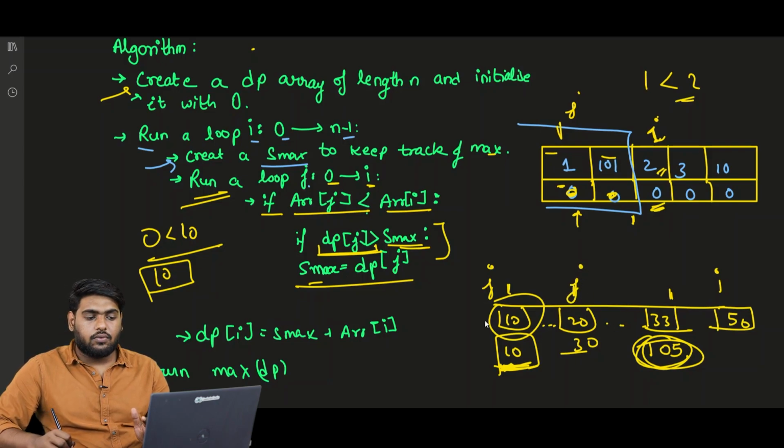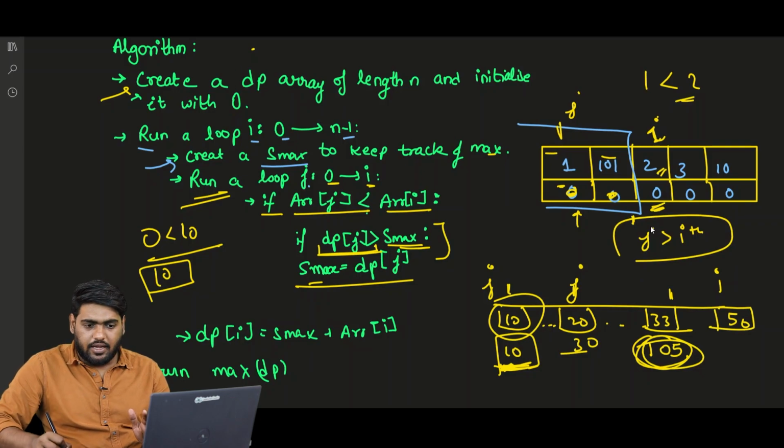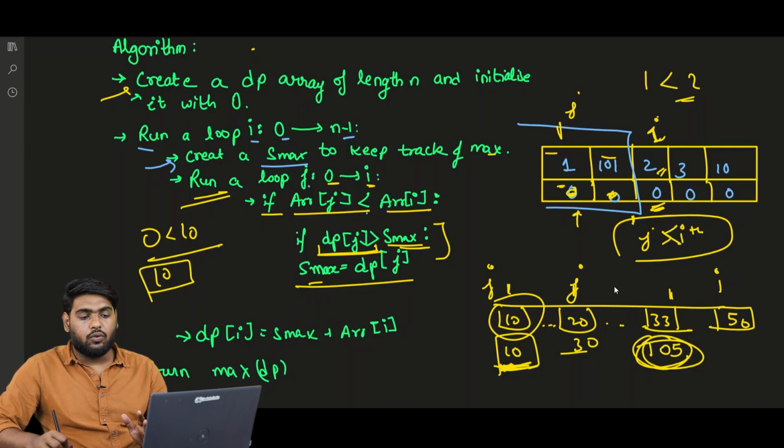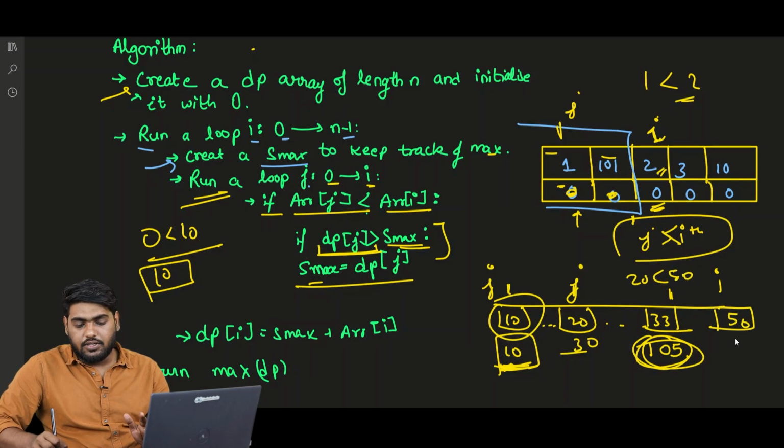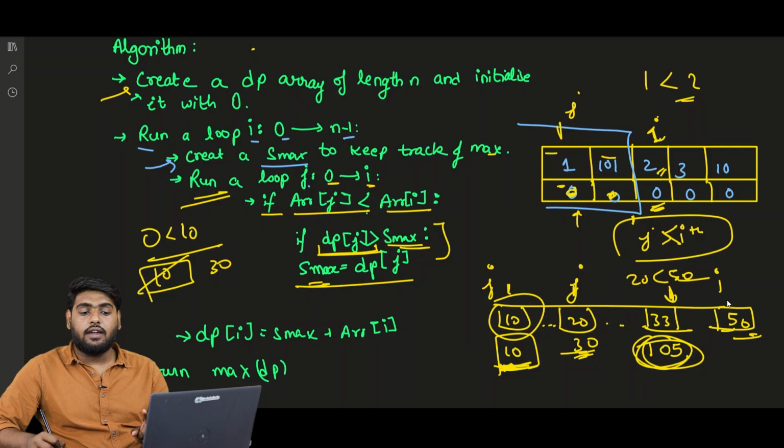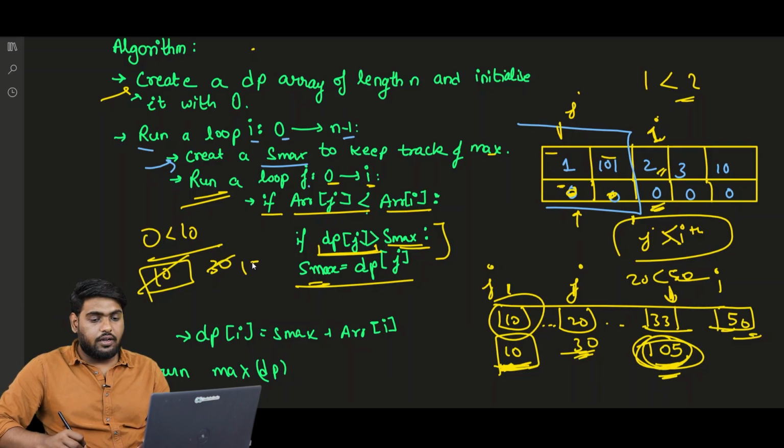When my j increases, the situation is I am again going to compare if my j is less than my ith. 20 is less than 50 as per this example, that means it's true. What will I do now? I will update the s max if it is bigger. 30 is bigger than 10, so this will be updated as 30, correct? Similar goes for 33. Is 33 smaller than 50? It is. Is the sum at the position of 33, the dp value, greater than the previous one? It is greater than the previous one, so we are going to update that, right?